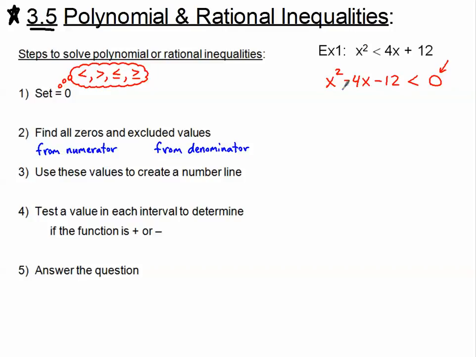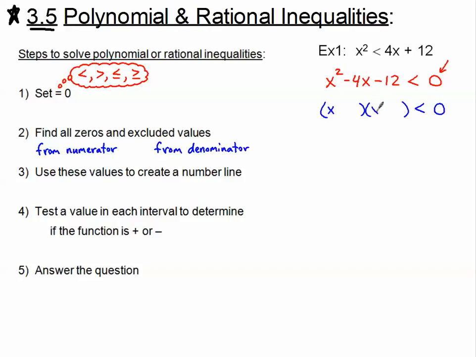So I go over here and I look at this. Well, first of all, I don't see any denominators, so there's not going to be any excluded values. I will only have zeros, and I will have 2 of them. It's quadratic, so most likely it will factor. So let's see what happens here.